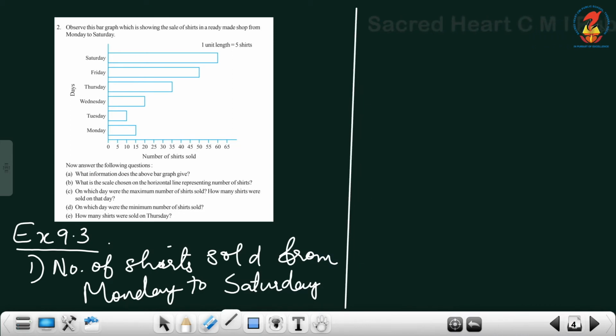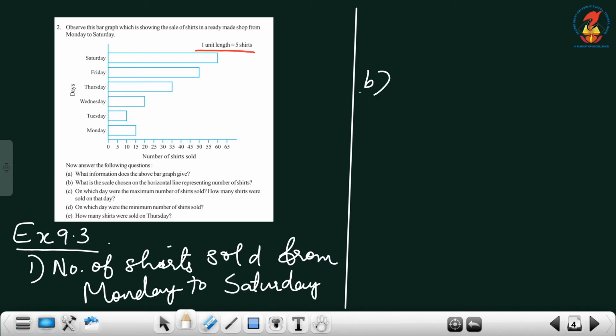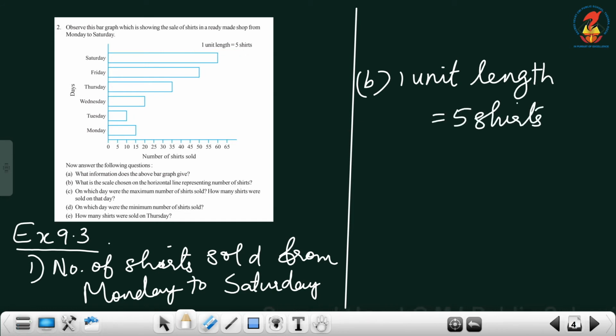Then what's the next question? What is the scale chosen on the horizontal line representing number of shirts? This is known as 1 unit length. This is another unit length. Next unit length. So, 1 unit length is equal to 5 shirts.